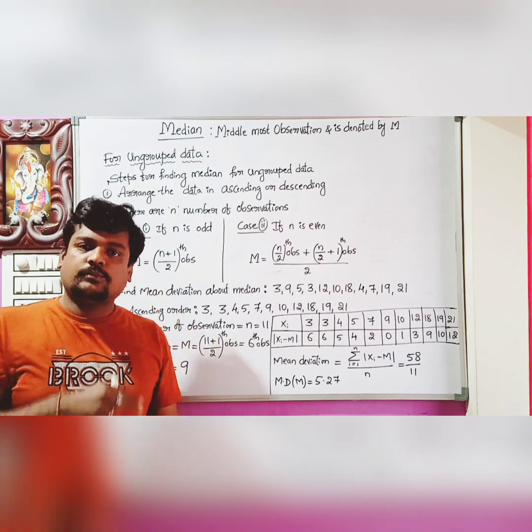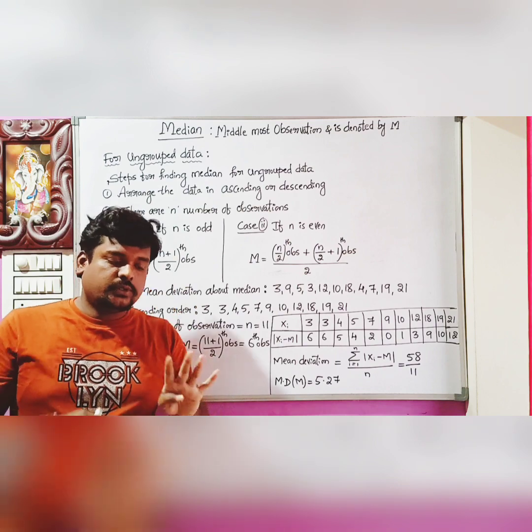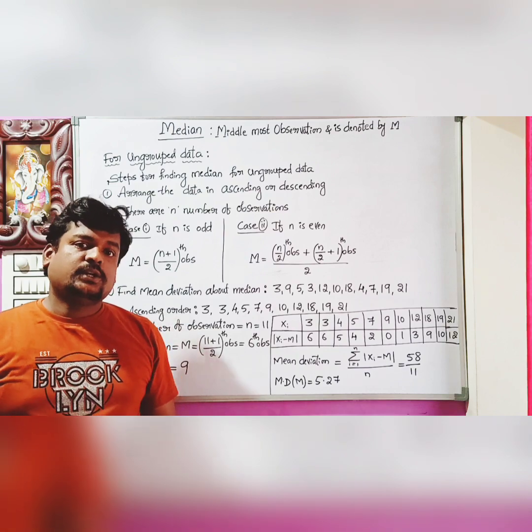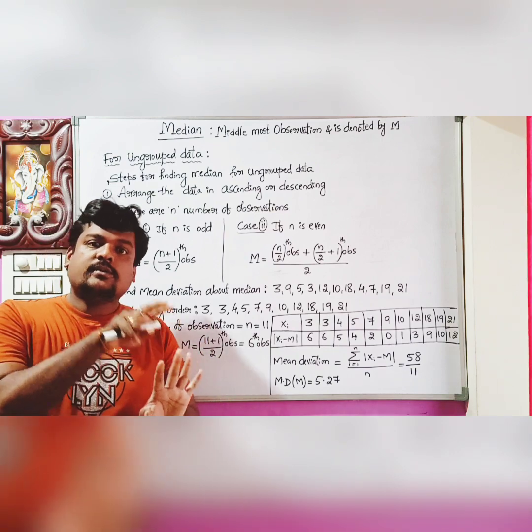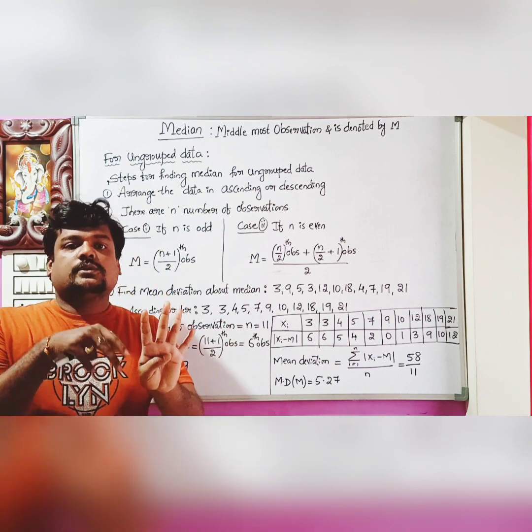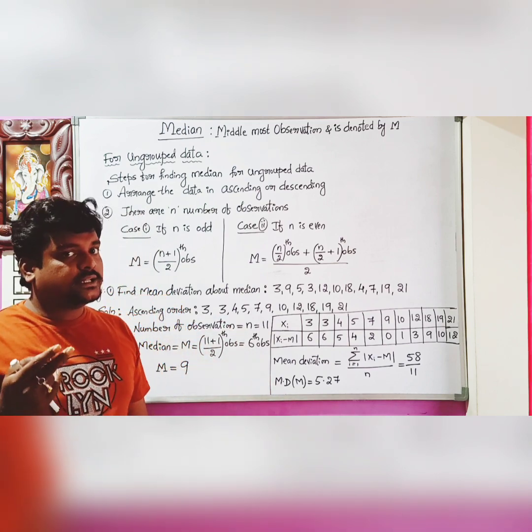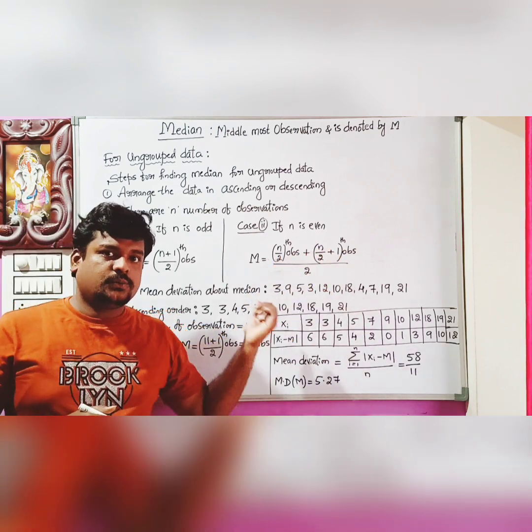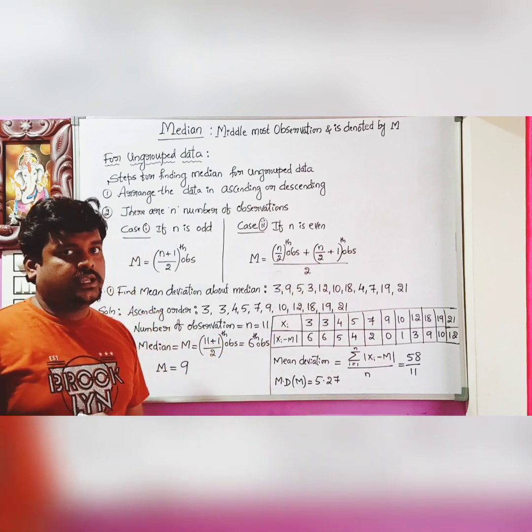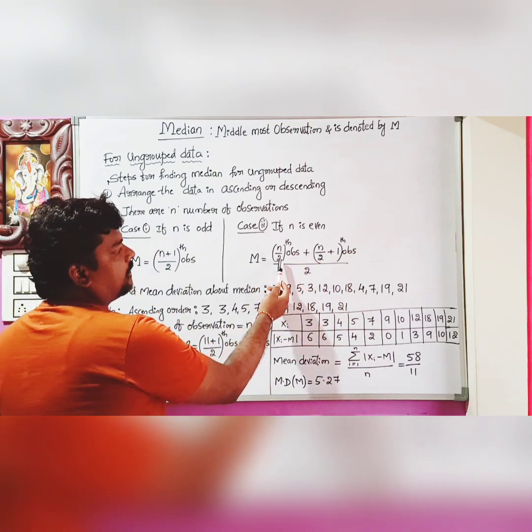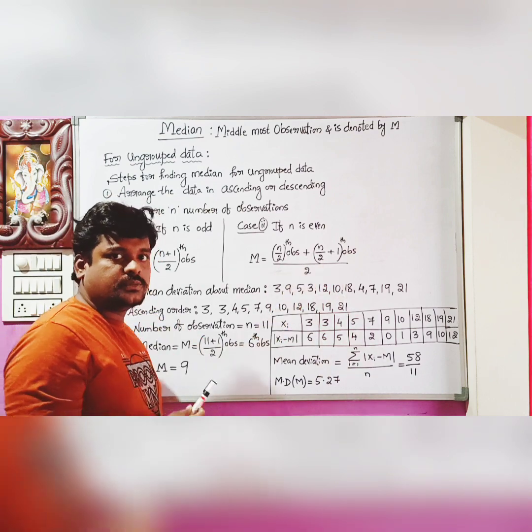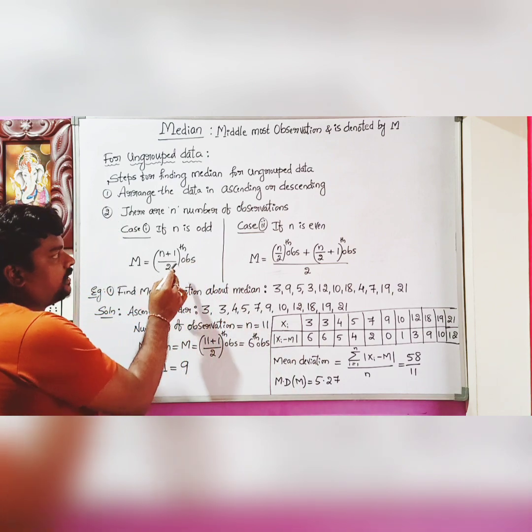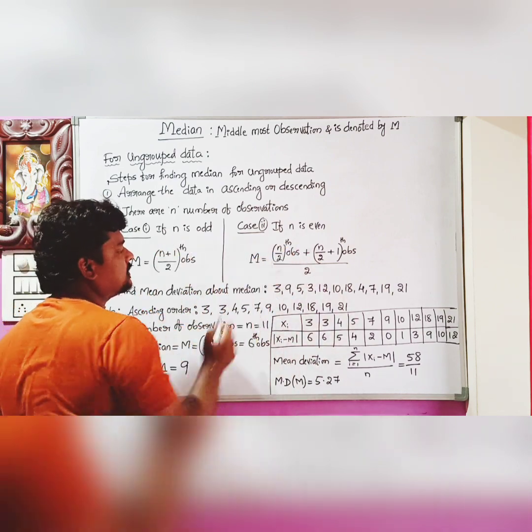So if the observations are even, we get 2 observations as middlemost. For that, how to find the median? The mean of those 2 observations. Mean here means the arithmetic mean. What is mean? It is the sum divided by 2. Adding those 2 and dividing by 2. That is, the n by 2-th observation plus the (n by 2 plus 1)-th observation, whole divided by 2. This is how we find the median if the observations are odd and if the observations are even.